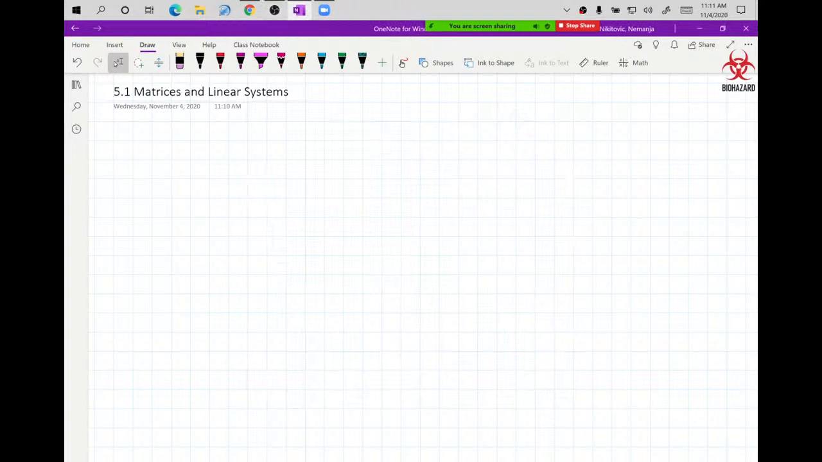Hello and welcome back to Differential Equations, section 5.1 on matrices and linear systems. So technically we are going to have a crash course in linear algebra to help us with the rest of chapter 5. These are the concepts taught in linear algebra, used to solve some very advanced engineering problems and so on, when you have systems of multiple equations.